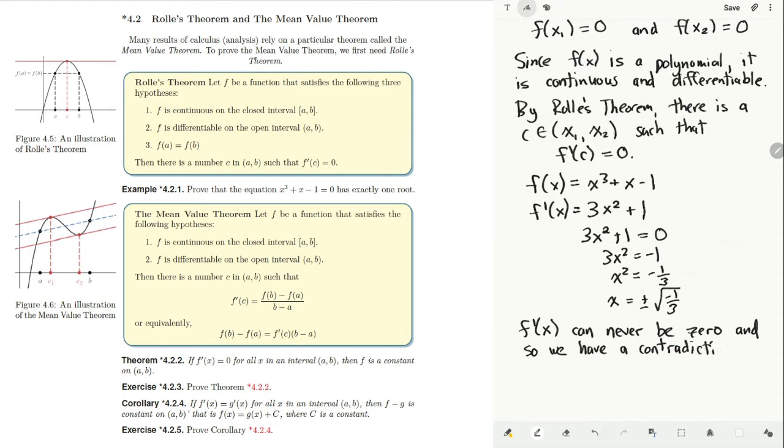And so what we assumed to begin with was that the function f had 2 real roots. And if it does have 2 real roots, it tells us that with Rolle's theorem, the derivative must be 0. But the derivative can never be 0. And so the statement that the function has 2 real roots must be false.